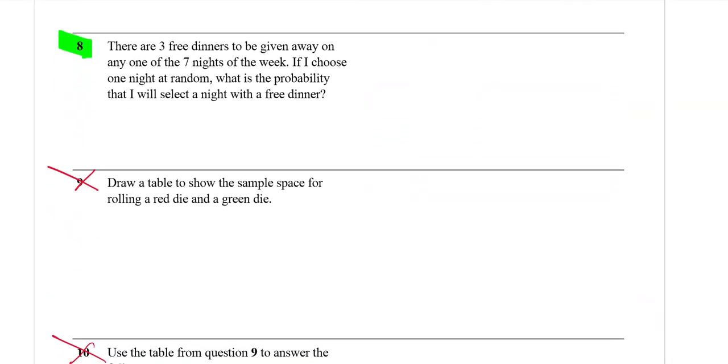Question 8. There are 3 free dinners to be given away on any one of the 7 nights of the week. If I chose a night at random, what is the probability that I will be there on a night where there is free dinners given out? So it's a wordy question. Don't let that throw you off. All it's saying is that there are 7 days in the week, and there is a 3 in 7 chance that they'll be giving away free dinners on that particular night that I choose to go in.